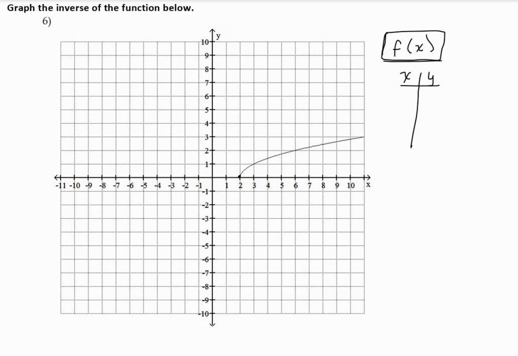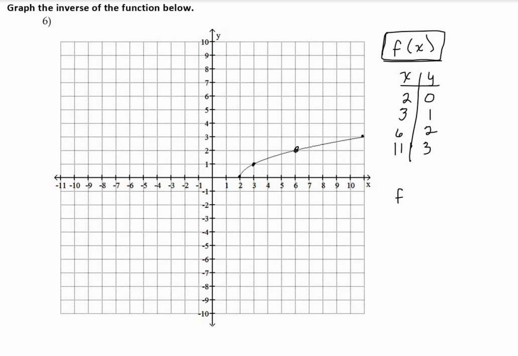Well, here's the point (2, 0). There's the point (3, 1). And (6, 2), and this looks like it's 11. Maybe not quite there at 11, but it's pretty close.